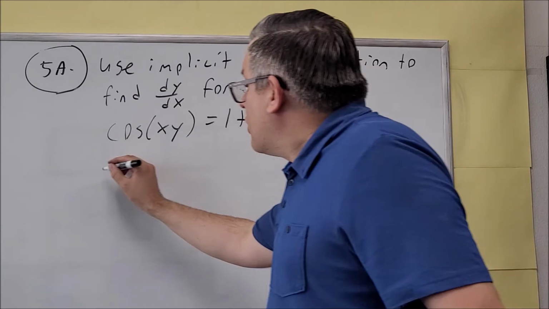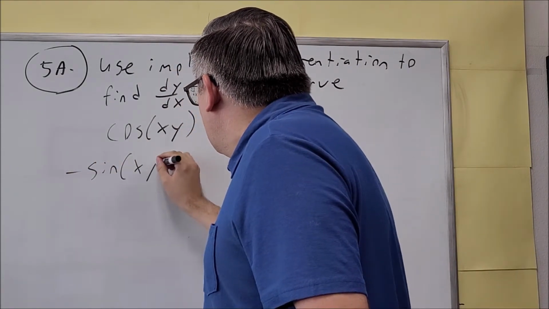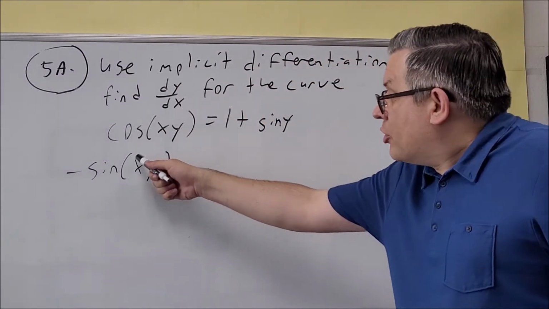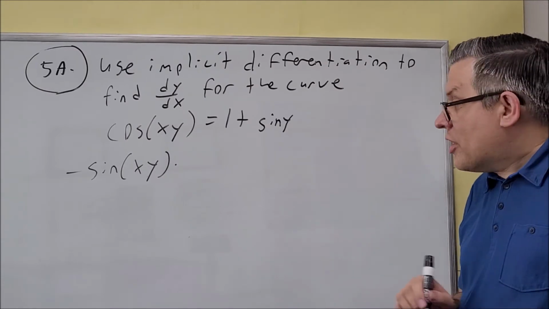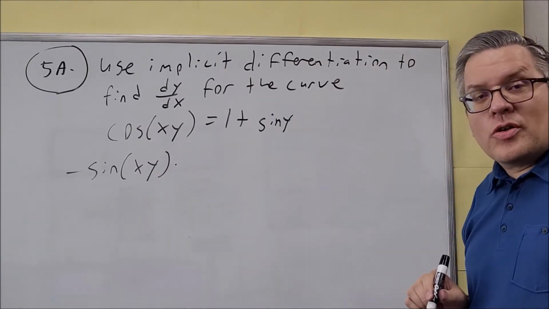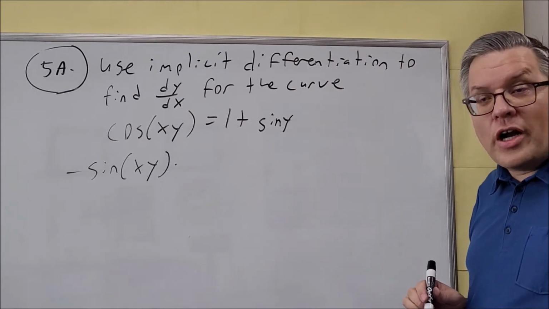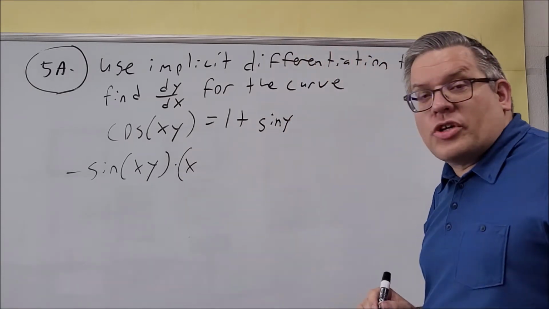So the derivative of cosine is going to be negative sine of xy, but then, because it's chain rule, we have to now take the derivative of the inside. When you do the derivative of the inside, there are two different variables here, so that's going to require the product rule. So this is kind of a chain combined with a product. So let's do that next. We have the first, and then we're going to do times the derivative of the second.